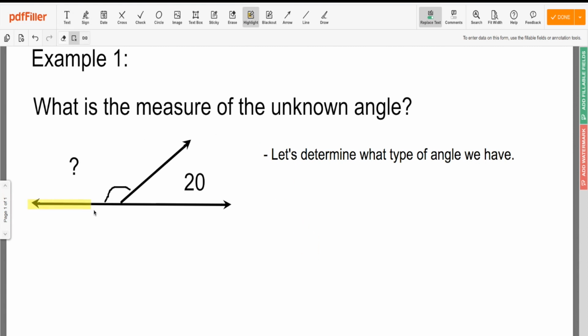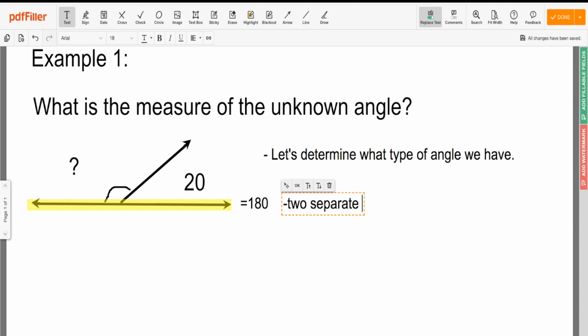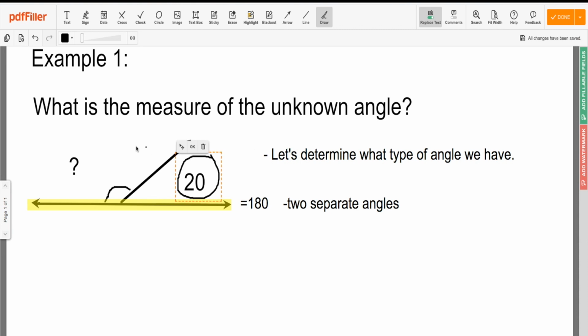Well, the first thing we need to do is determine the type of angle we have. As you can see, the highlighted angle is a straight angle that measures 180 degrees. This 180-degree angle has been decomposed into two separate angles. Our first angle measures 20 degrees. Our second angle is unknown.